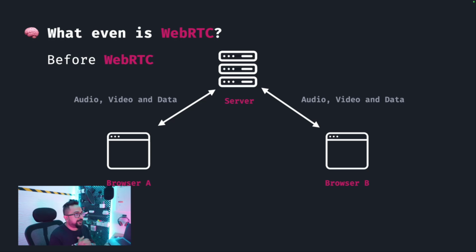So as we know, before WebRTC, when we had to make a communication from one browser to another browser, we would need a middleman. We would need a server like this. From one browser we'd communicate to the server, and from that server we'd communicate to another browser. This is how typical internet communication works, right?